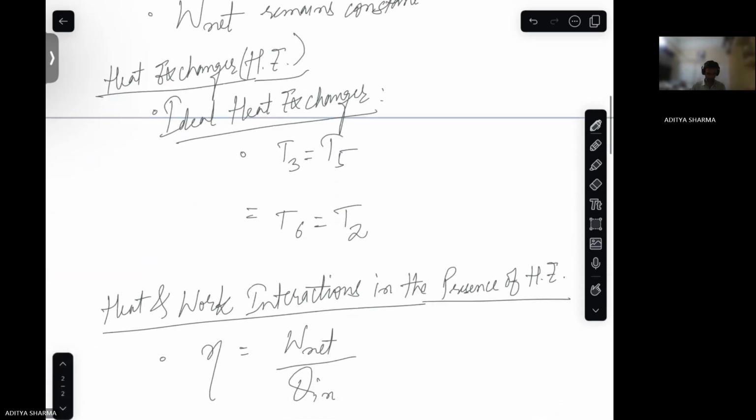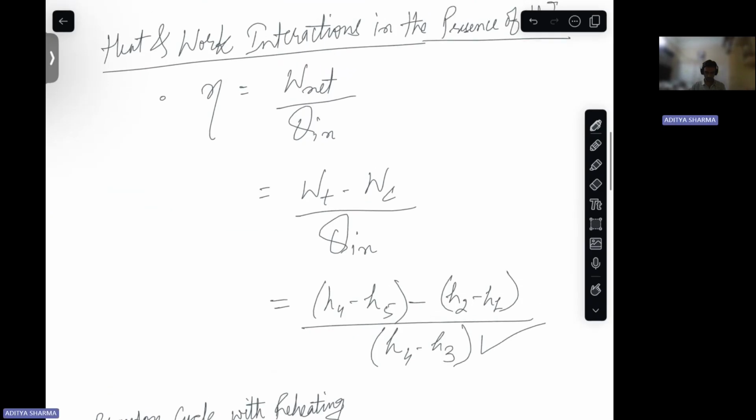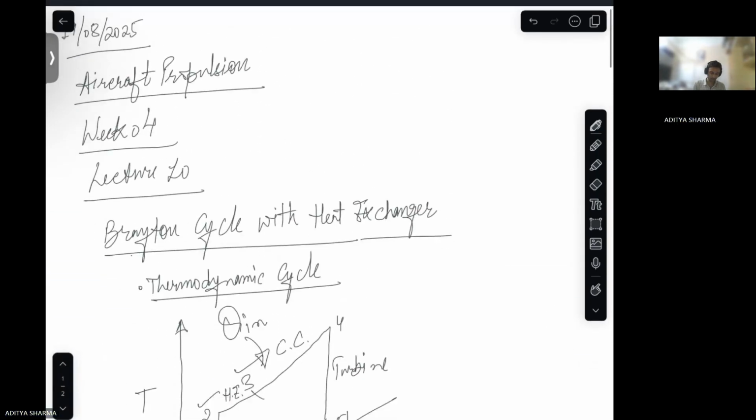Then if you see the thermal efficiency under the heading heat and work interactions, we have discussed this, that your denominator, what happens to your denominator? It decreases as we use a heat exchanger, and this eventually increases your thermal efficiency. So this is the main purpose of using a heat exchanger in a gas turbine cycle or Brayton cycle.